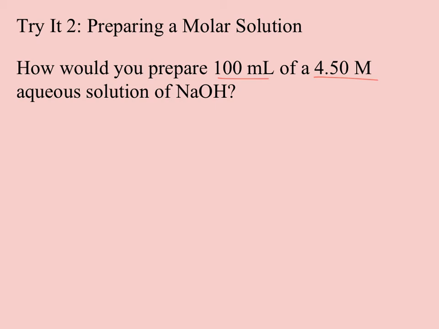So big M is my moles per liter. So what I know is I want a 4.50 molar solution. I'm trying to figure out how many moles, or ultimately how many grams of NaOH that's going to be. And it's 100 milliliters. And once again, 100 milliliters means 1 liter is 1,000 milliliters. So this is really 0.100 liters.